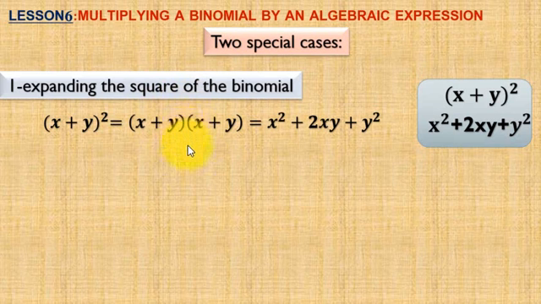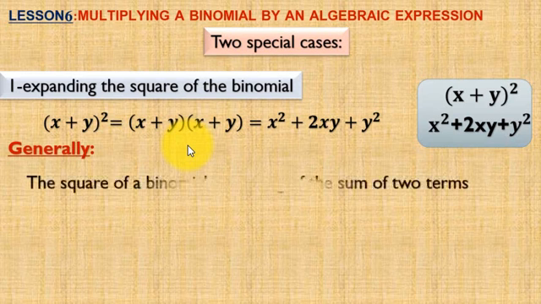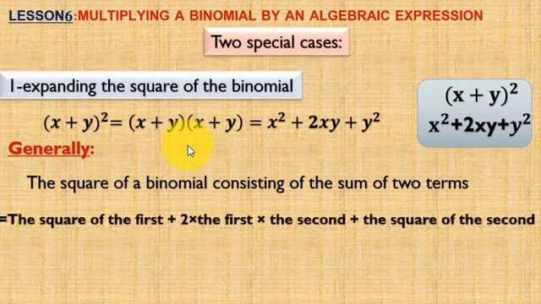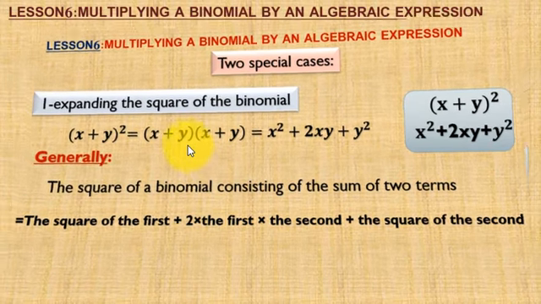Then, my dears, there is a way so we can calculate generally the square of a binomial consisting of the sum of two terms. The square of the binomial consisting of the sum of two terms equals the square of the first plus 2 times the first times the second plus the square of the second.